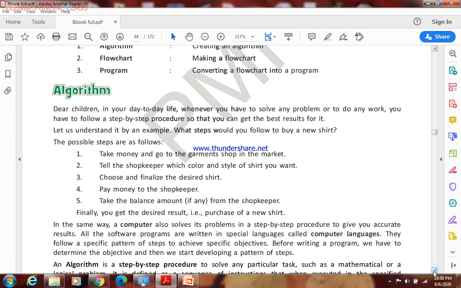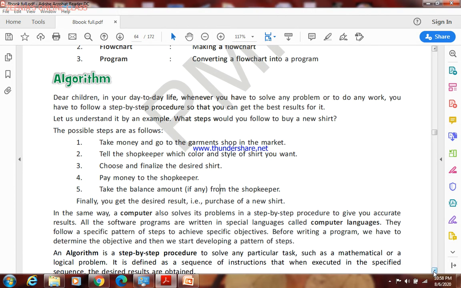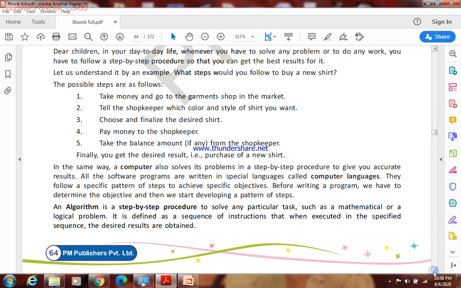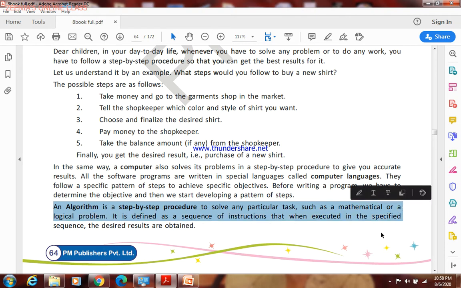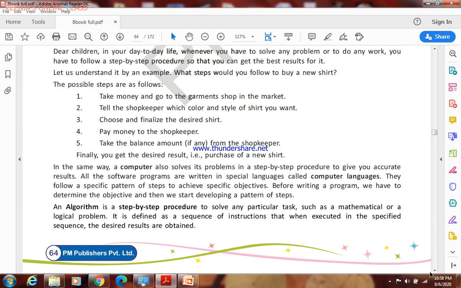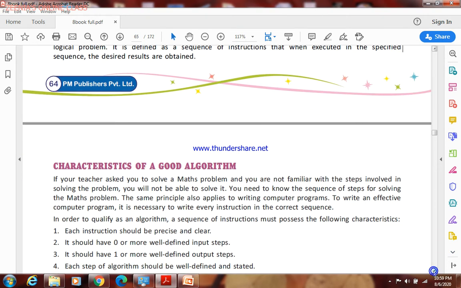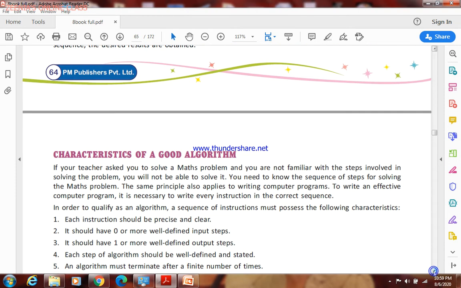First we will make the algorithms, then second step is to make the flow charts, and then the programming language will be in the commands or the instructions we will type, and then we will finalize the software. So underline this part and you will learn it, that algorithm is a step by step procedure to solve any particular task such as mathematical problem or logical problem. So what is algorithm? It is defined as a sequence of instructions that when executed in the specified sequence, the desired results will be obtained.